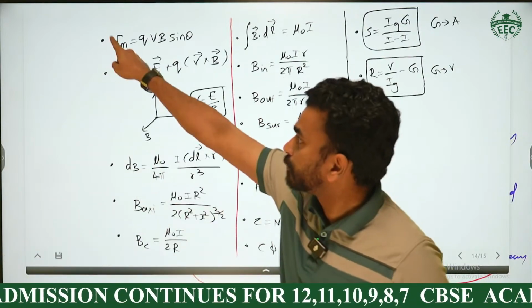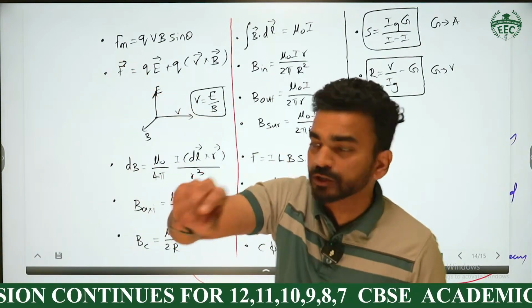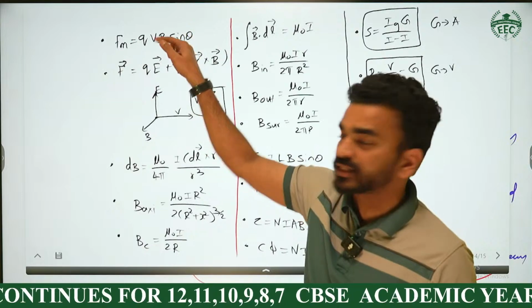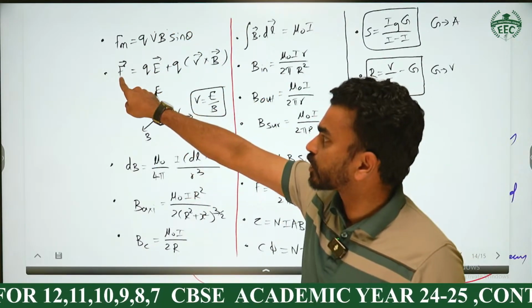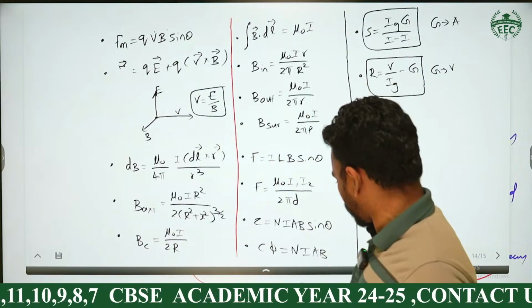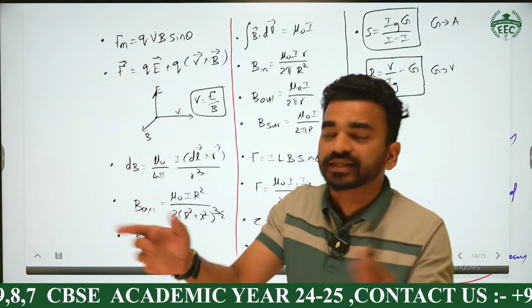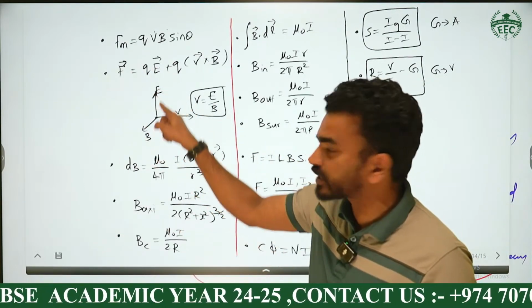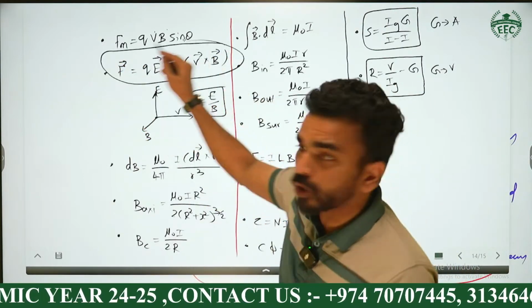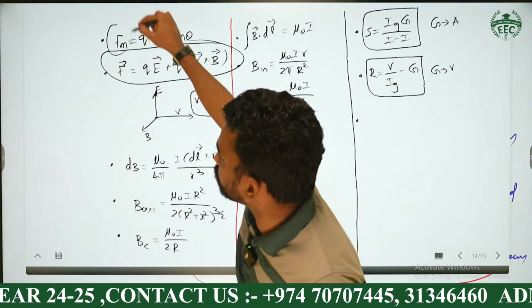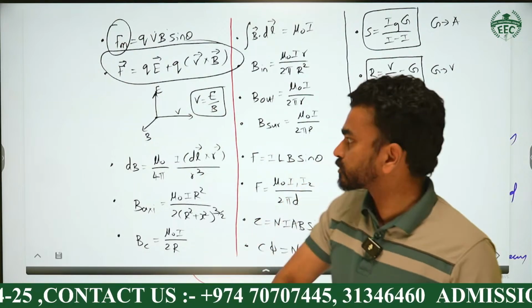Look at this. Magnetic force on a moving charge when it is entering the magnetic field. What's the formula? QVB sin theta. What does theta stand for? Angle between velocity and magnetic field. And this one is the force on a charged particle when it is entering both electric and magnetic field. Charge is moving in both electric and magnetic field. What's the total force? This is called the Lorentz force. This part individually is called the magnetic Lorentz force. So this is the formula.